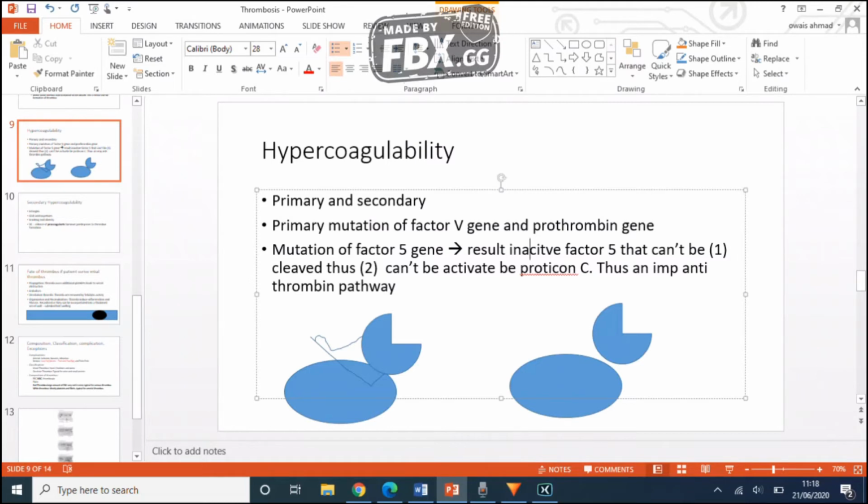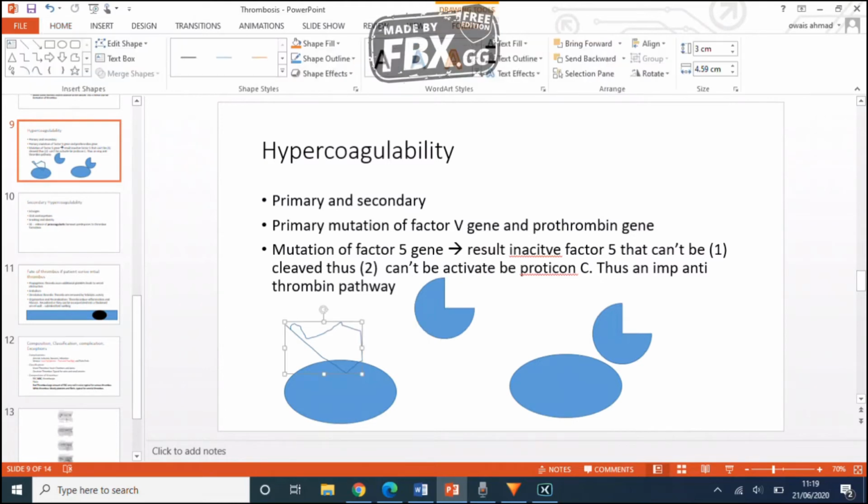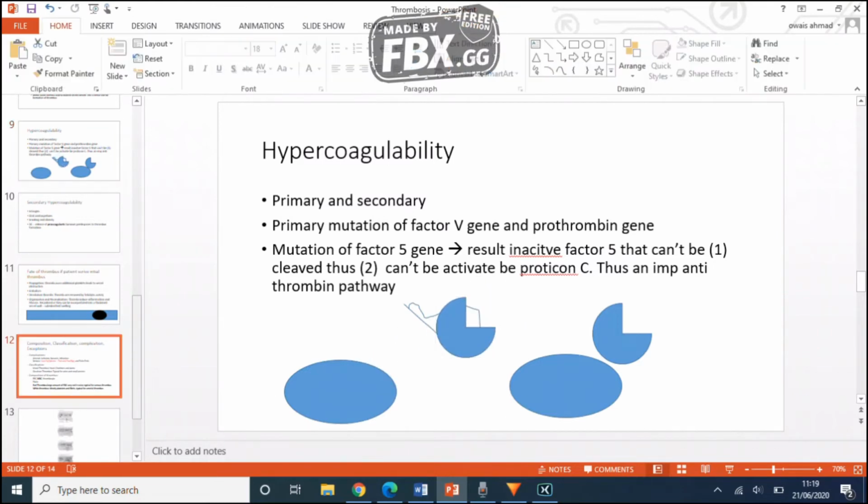And it can't be activated by protein C. This is an important anti-thrombin pathway. So what do I mean by any of this? So basically, this guy over here is going to be our factor 5, and this is our protein C. So factor 5 is always activated, and so factor 5 is always causing blood clots, and then protein C is supposed to inhibit it and prevent blood clots. But it cannot be cleaved by protein C.